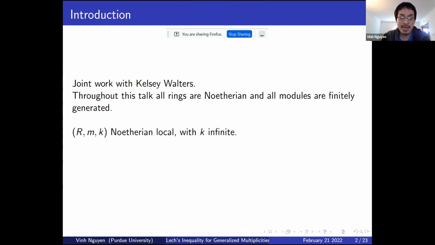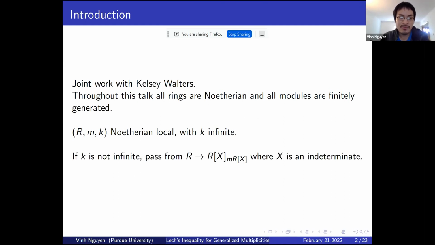We're also going to keep things simple by assuming that K is infinite. Now, the residue field being infinite is not really much of an assumption because we can do the standard technique by passing from R to R adjoin X and then localize at the extension of the maximal ideal. Now, a lot of the invariants in my talk, such as the dimension, and multiplicity, and colength, stay the same when we pass to this other ring.